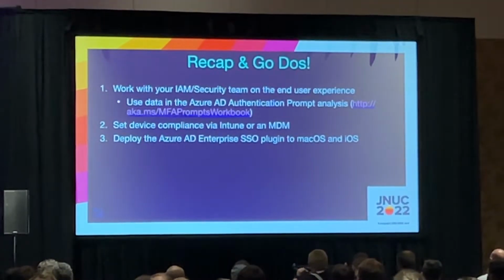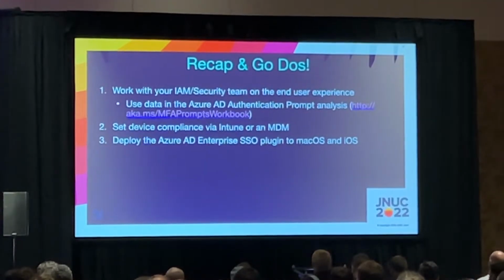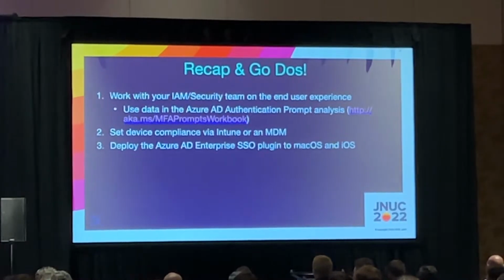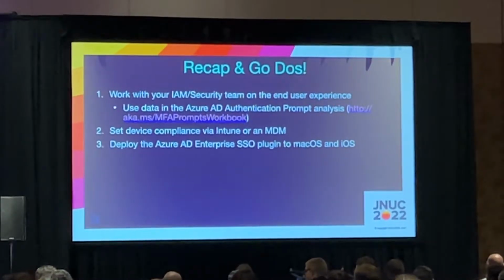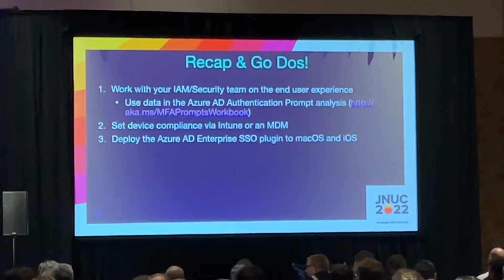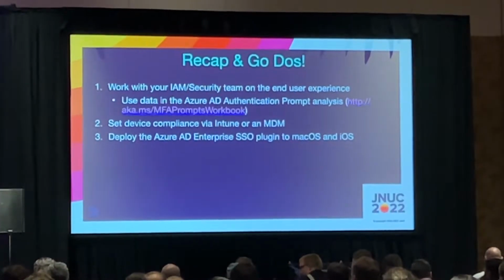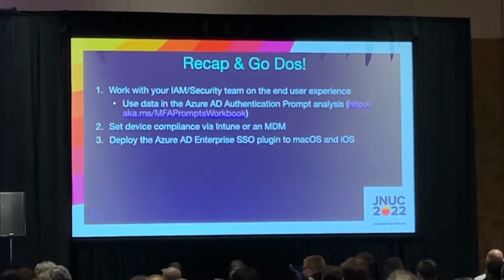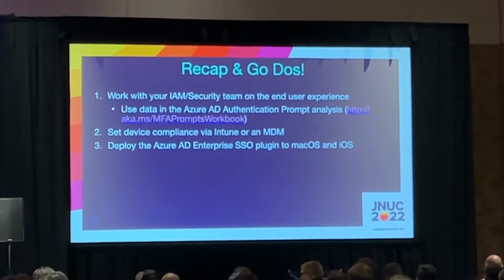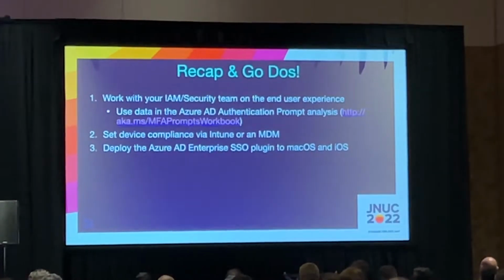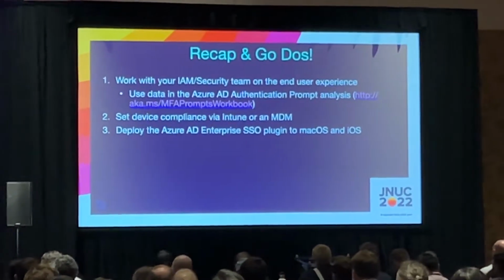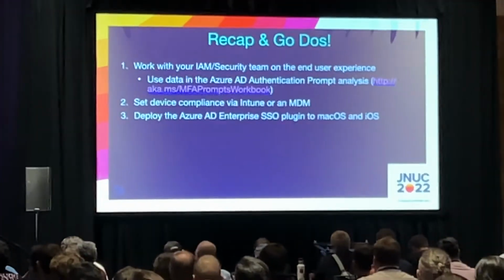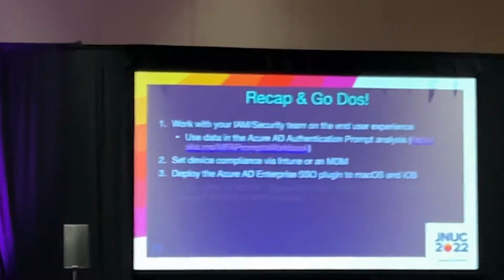Number 3, regardless of whether or not you do number 2, you should be deploying SSO to your endpoints. If you use Office 365, if you use Azure AD, you should deploy the Azure AD Enterprise SSO plugin, or you should at least pilot it if you're not allowed to deploy it until we go GA. I do have a lot of customers who are now actively deploying, so it is definitely doable in production. Please start looking at deploying this, not just for macOS, but actually for iOS as well. Everything I talked about with the PRT also applies to iOS.